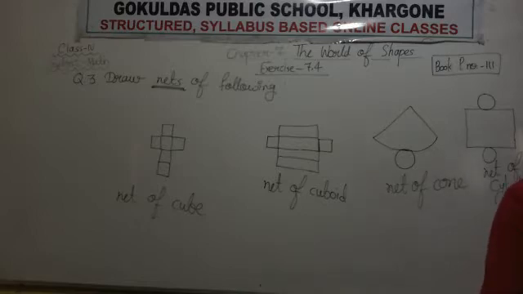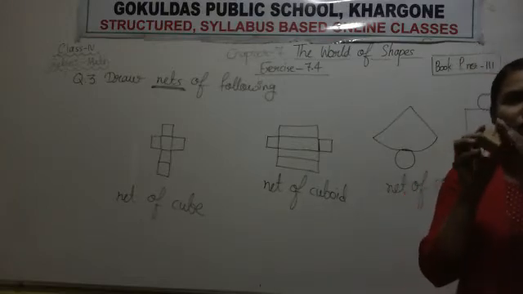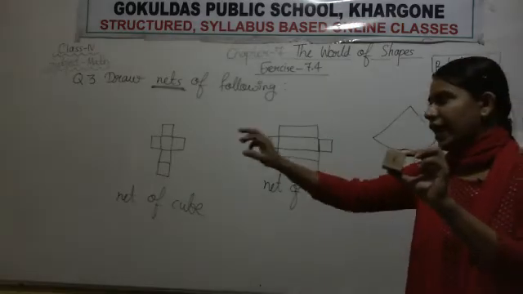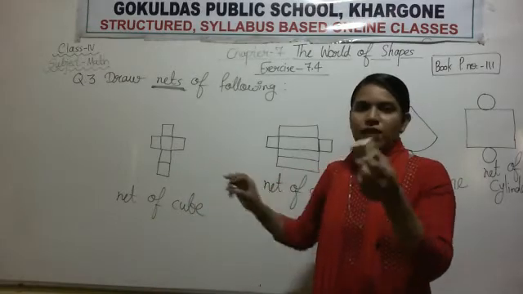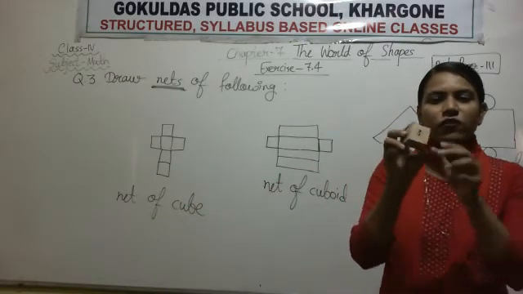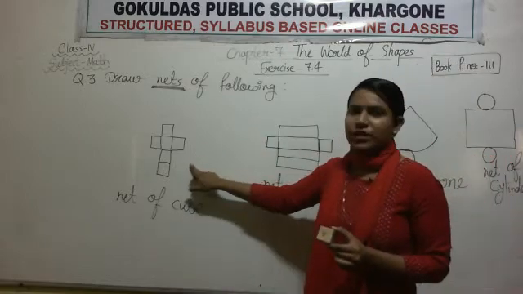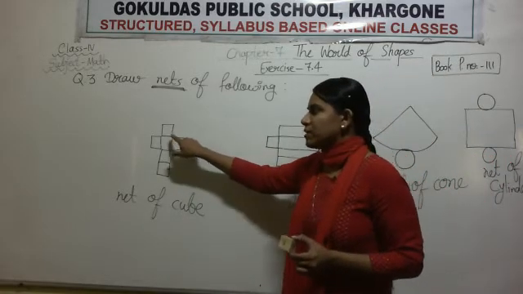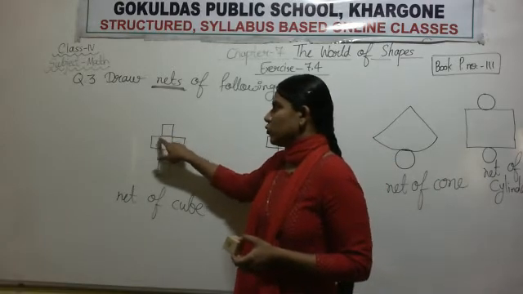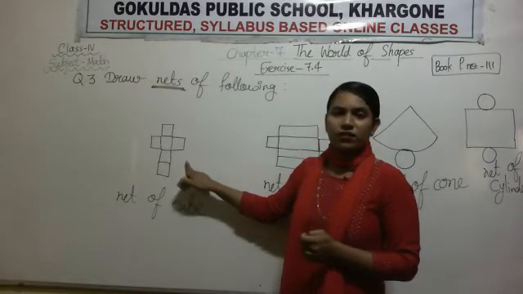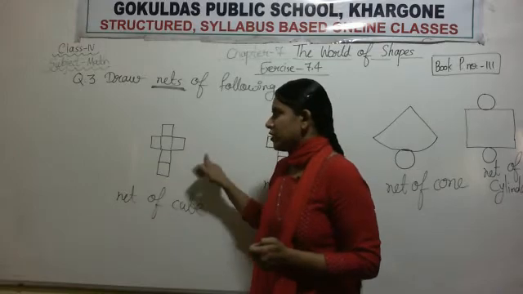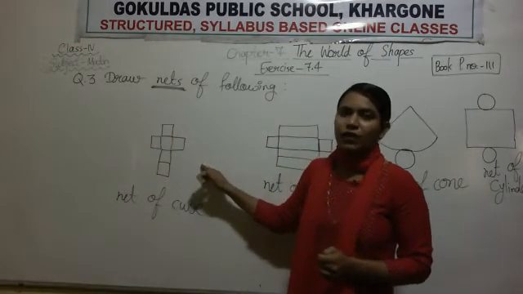Okay. So what is a net? A net of a 3-dimensional shape can be obtained by unfolding the shape. It means when we unfold this cube, we get this shape. It is a 2D shape now. The object in my hand is a cube, right? When I unfold this cube, I get a 2D shape. This 2D shape is made up of 1, 2, 3, 4, 5 and 6 squares. So this 2D shape is known as the net of a cube.